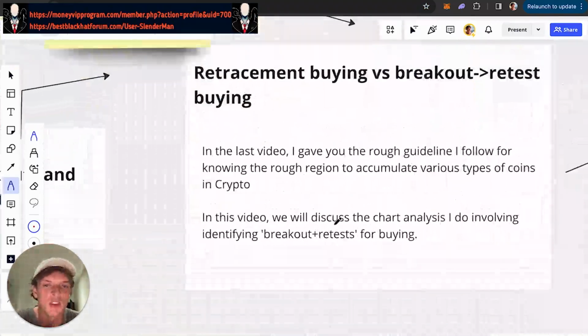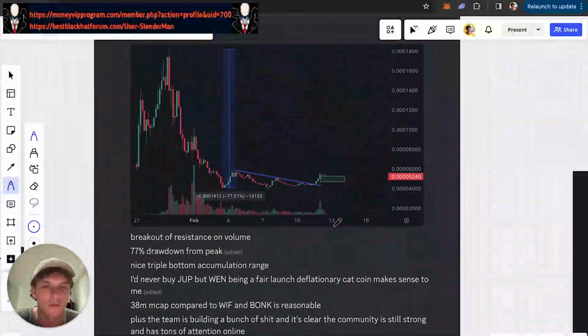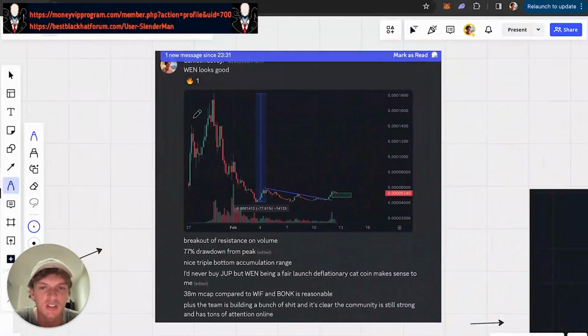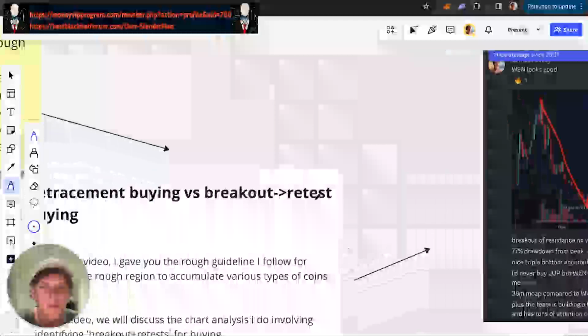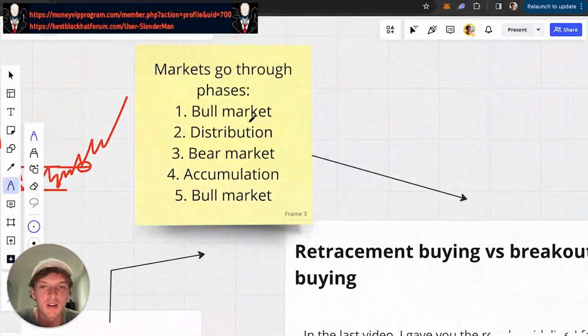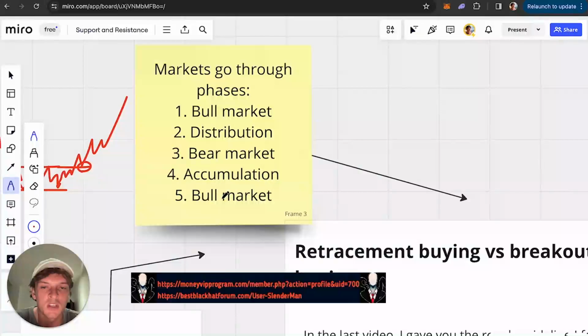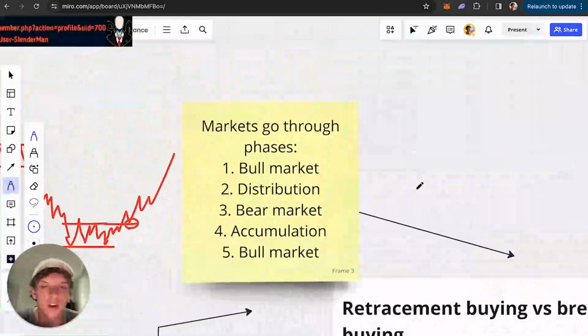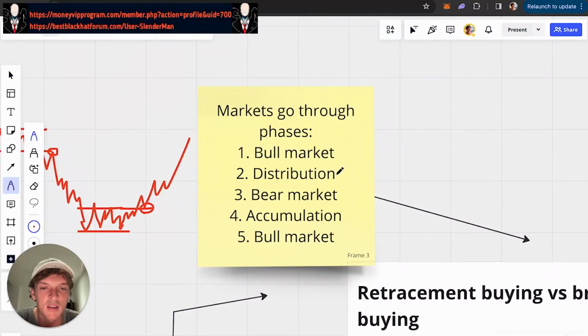We sort of went over this in the first video. So you can see that it went down 77%, and then it went sideways, right? So what do we talk about? Bull market, distribution, bear market, accumulation, bull market. The goal of the breakout and retest is to identify distribution to bear market and accumulation to bull market, right? We're trying to identify the shift from this to this and this to this.